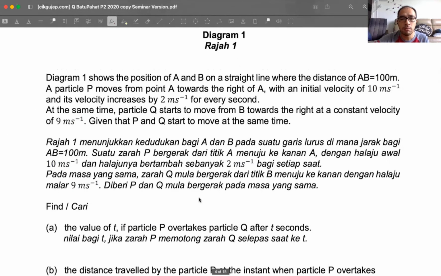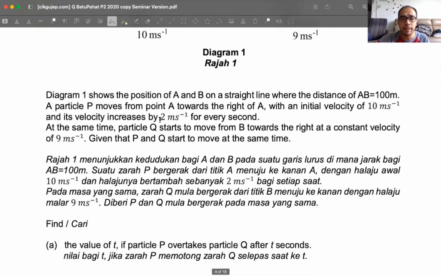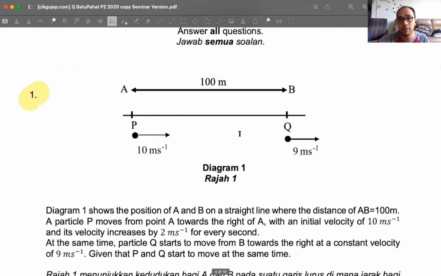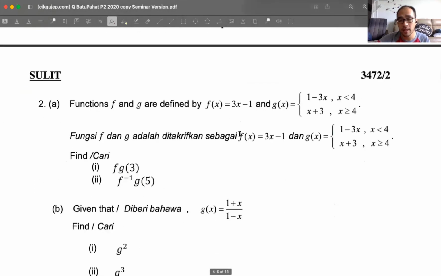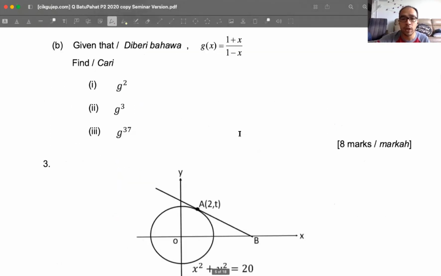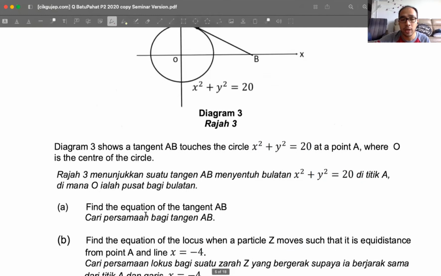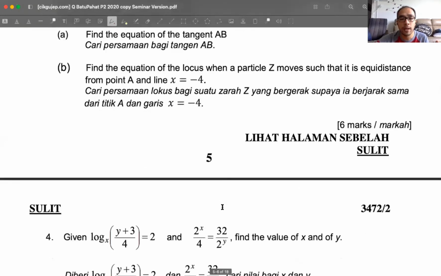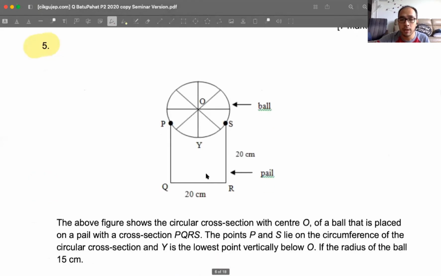This question shows A and B and then increases by 2 meters per second for every second. Like macam mana mau bentuk persamaan. So this probably is not a simultaneous equations question. Question number 2 is obvious lah. This is a function, tak payah fikir. Function bukan this one. This is coordinate geometry, because dia suruh kira equation of tangent AB. So not simultaneous equation. This is a log index question. This is circular measure, yada yada.